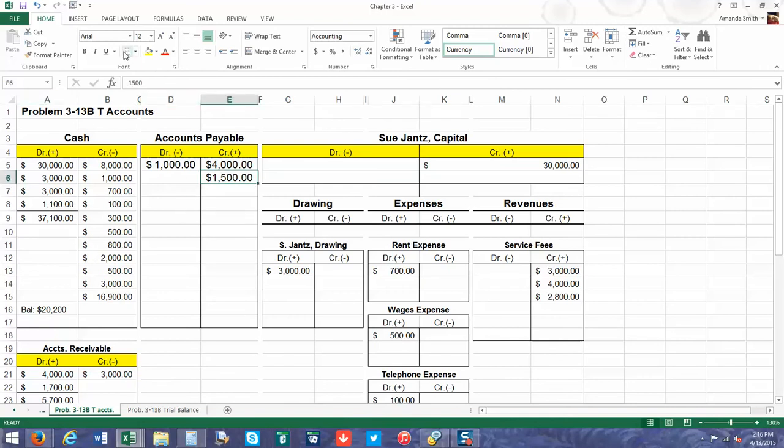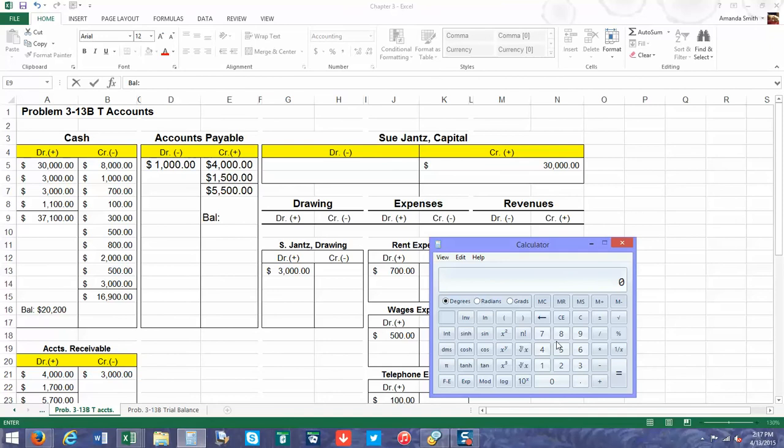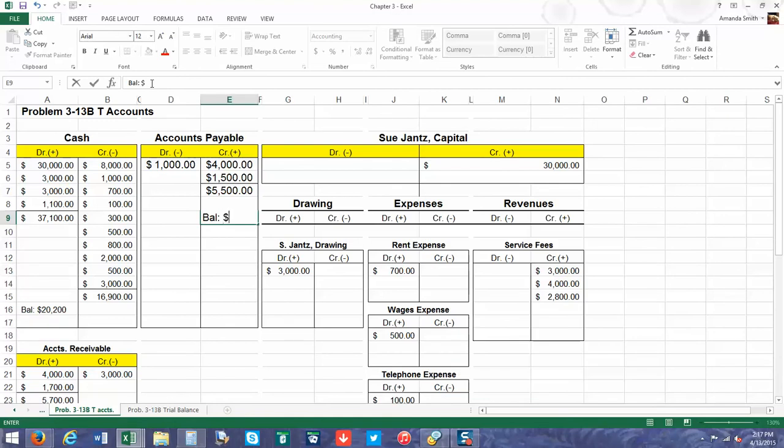And then we're going to do the same thing with accounts payable. We're going to foot it, so we're going to find the balance. So we put $5,500 worth of items on account that we purchased. We paid $1,000 of what we owed. So we still owe $4,500. Make that a little smaller. There we go. Our capital account, we don't need to mess with.